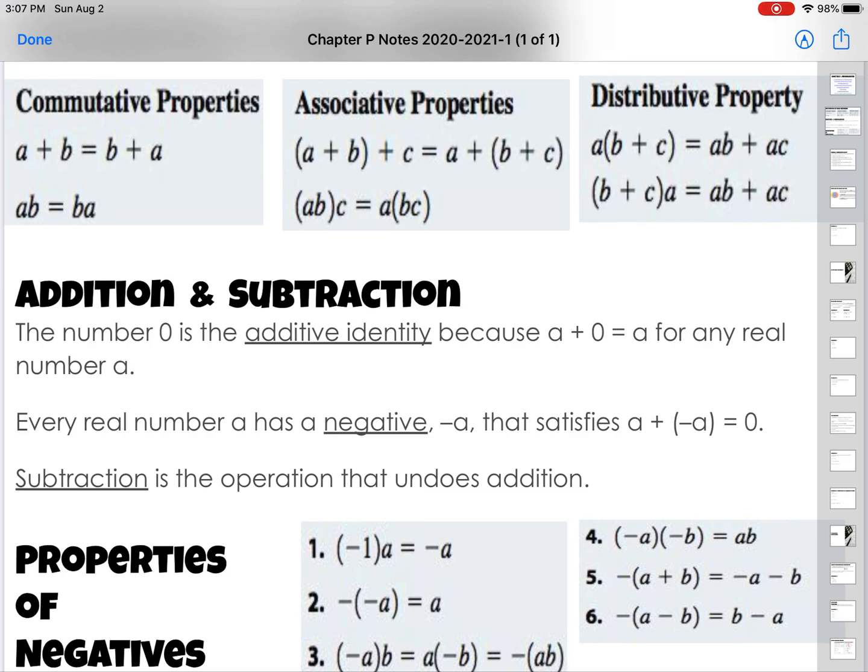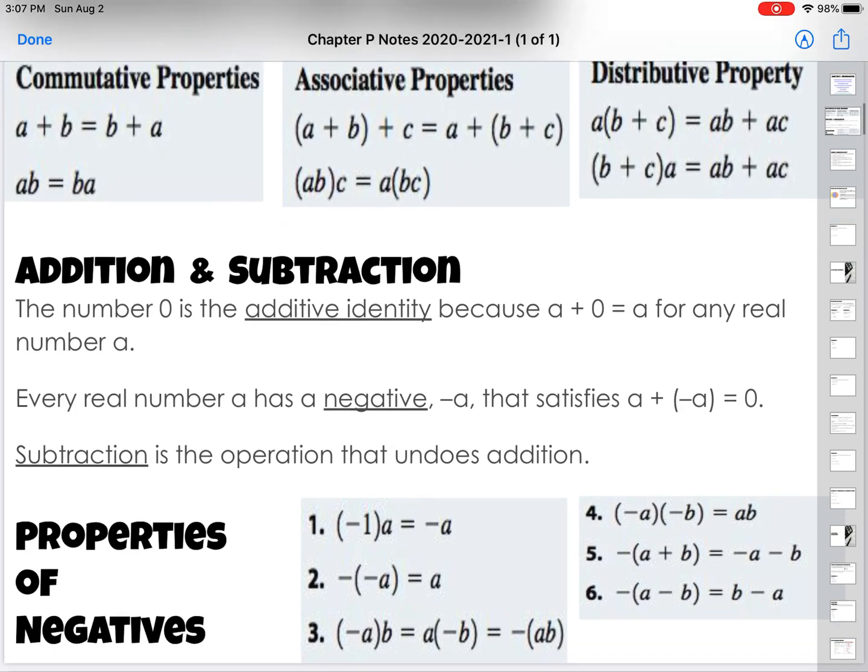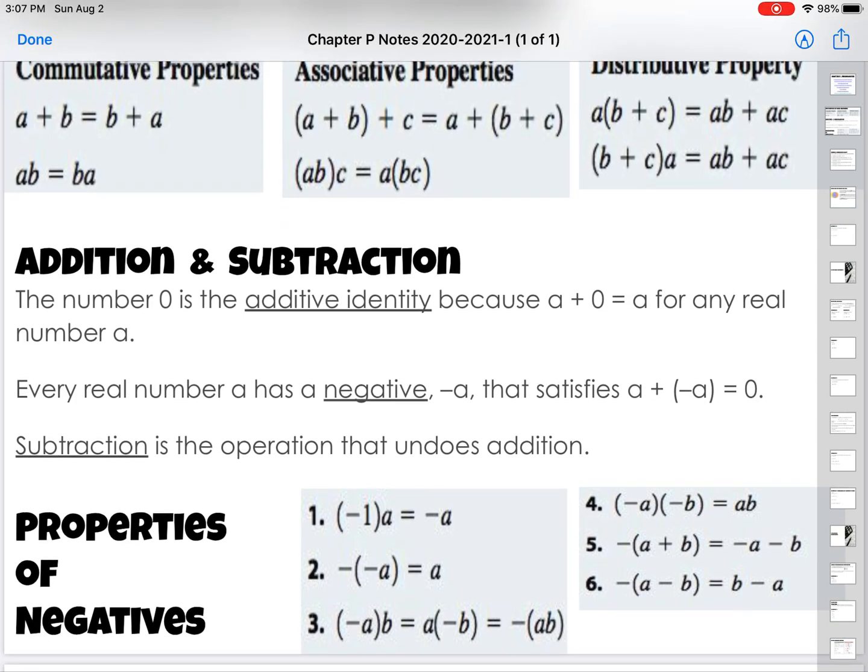The distributive property, as you know from when you learned it in Algebra 1, is just multiplying to everything inside those parentheses. And then for addition and subtraction, we know that the number 0 is called the additive identity because when we add 0, it doesn't change anything. So a plus 0 is still a.